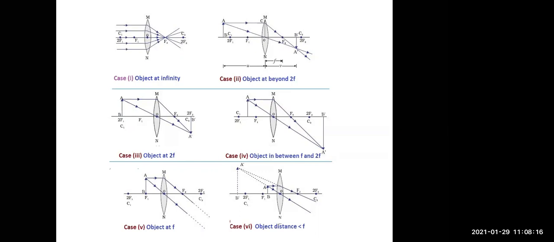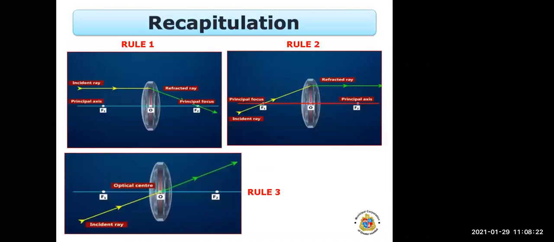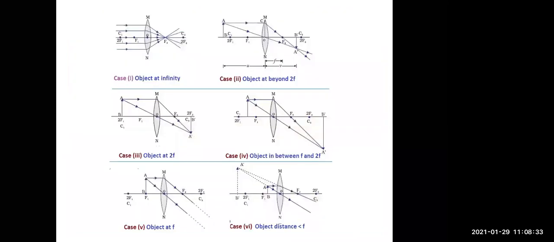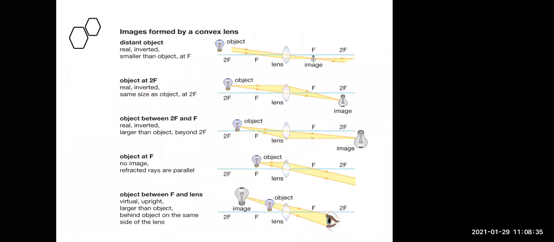And in all these cases, the three rules which we have studied are applied. So if you know these three rules, then it will be easier for you to draw any of the ray diagrams. Now with the help of pictures, we will see, suppose in place of an object, we have taken a bulb, and it is a distant object, or you can say the object is at infinity.